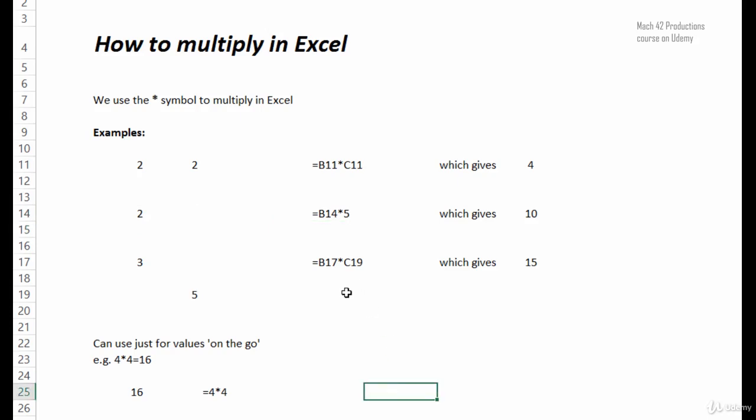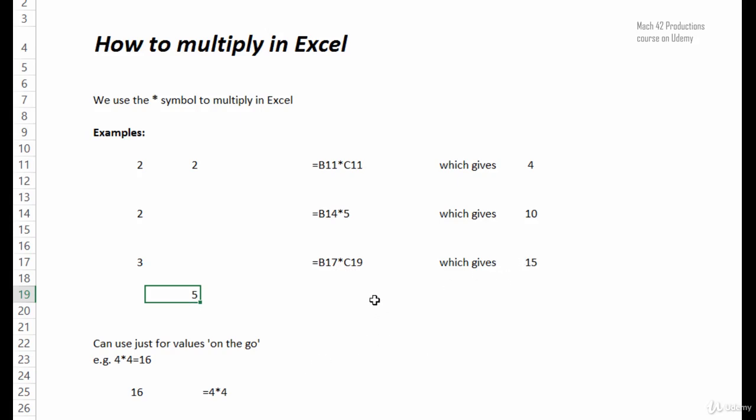Similarly, this asterisk symbol can also be used to multiply cells that are not next to each other. So for example, if we had 3 here and 5 here, and we wanted to multiply them together, then we would write equals B17, which is here, times C19, which is here. And that would give us 15.